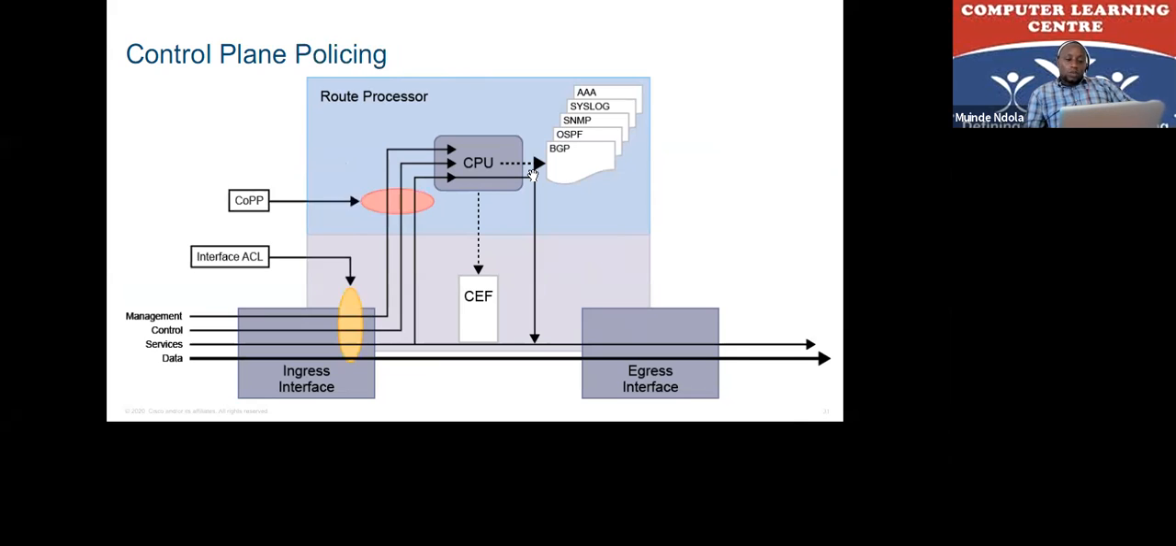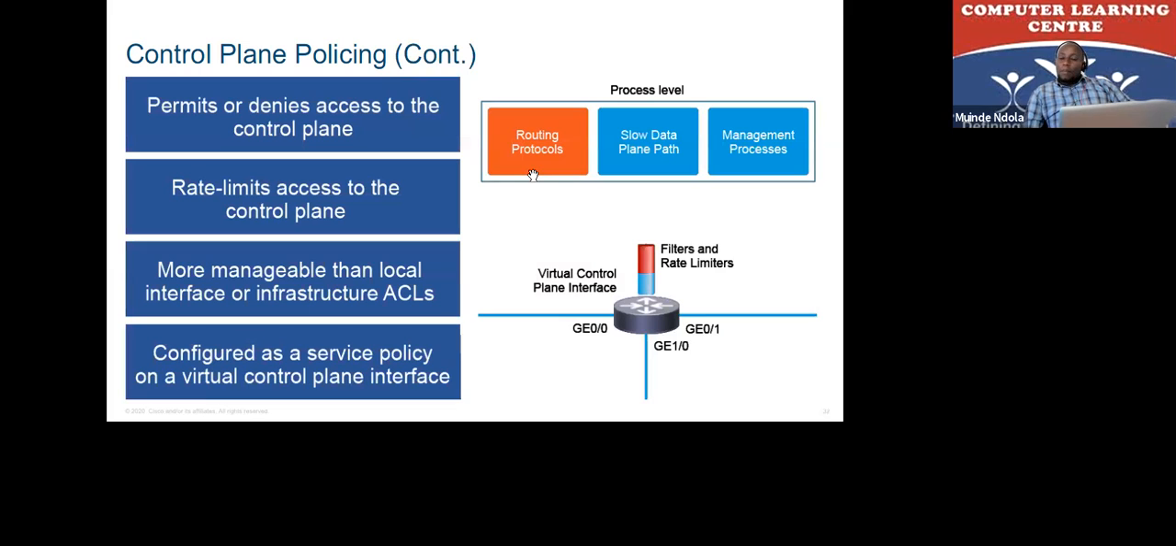So in that case, we need to do what? We need to do the rate limiting. We want to configure the rate limiting. With access lists, most of the time they just deny the traffic. It is either to deny or permit. Now, what has been permitted into the CPU needs now to be limited in the amount of packets being received. So control plane policing, the CoPP, permits or denies access to the control plane.